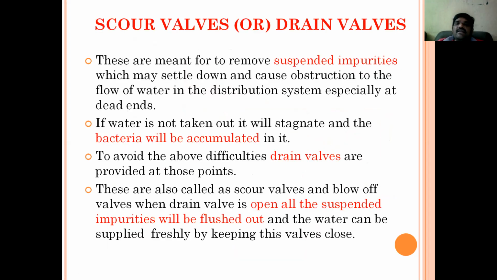And the next one is scour valves or drain valves. As the name itself indicates, at the end of the pipeline system these valves will be kept, and as it is the end of the water supply system, there might be a chance of accumulation of suspended particles or impurities. By opening the scour valves, we can remove the suspended particles. This is about the types of valves. Hope you understood. If you have any doubts, please contact me by phone, message, or mail. Thank you.